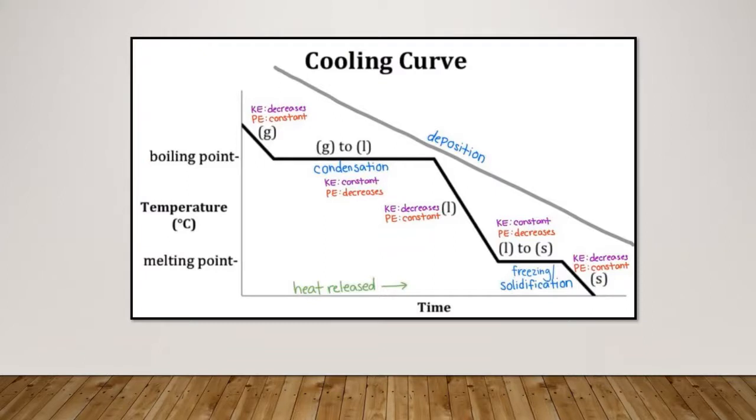Okay, next is cooling curve. Okay, kita start from this section, gas section. Okay, when the gas is cooled, heat is released to the surroundings and the kinetic energy of the molecules decreases. Apabila gas ini disejukkan, okay, haba itu akan dibebaskan ke luar dan kinetic energy akan semakin menurun. Okay, the temperature of the gas also decreases. Suhu juga akan menurun.